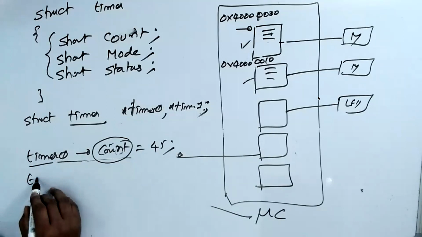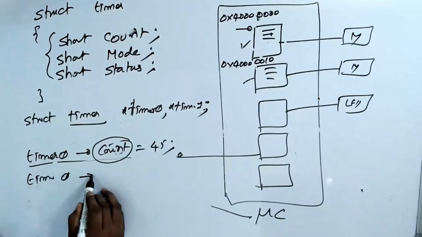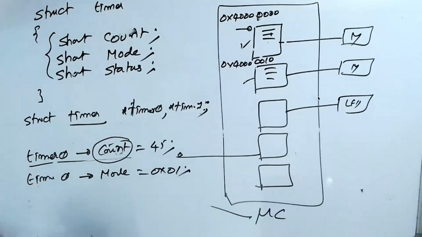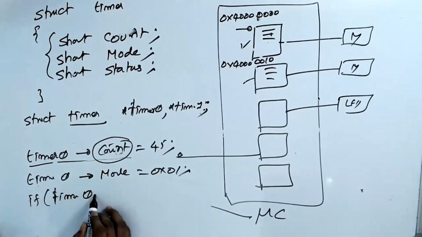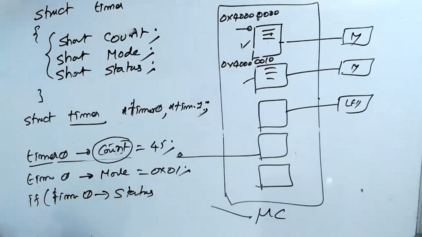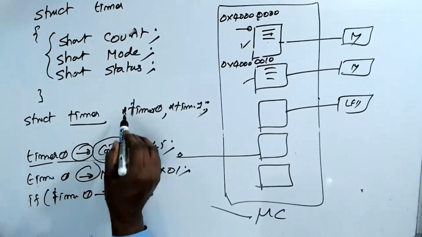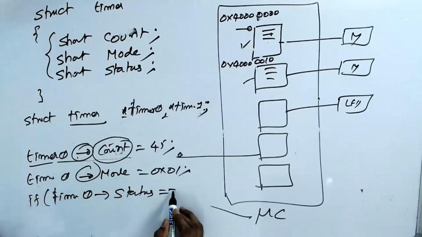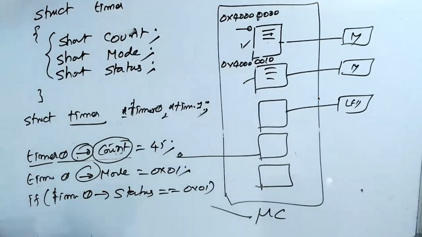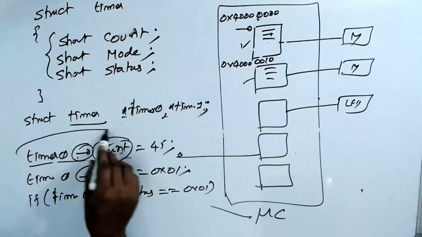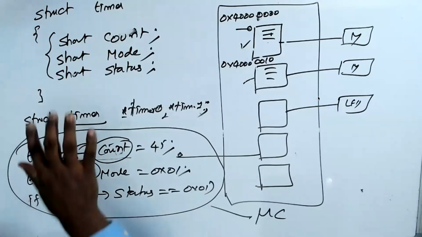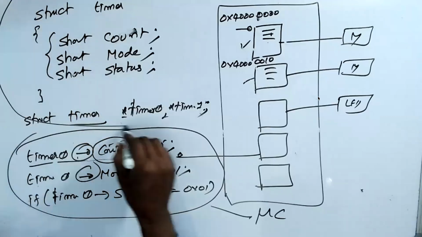Anybody who writes your code, you will be able to understand. If you say timer 0 mode 0x01, or timer 0 status, see, I put an arrow here because these are all pointers. Since I defined a pointer, I'm putting an arrow. Status equal to so and so. So this gives anybody the ability to modify your program. These are all there, you define.